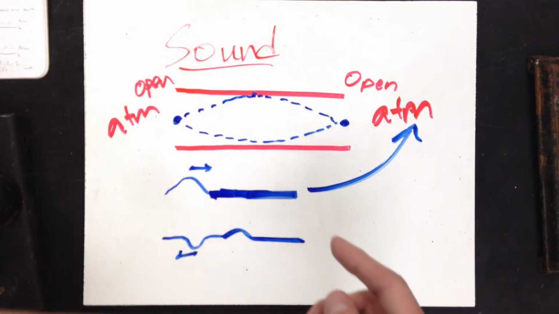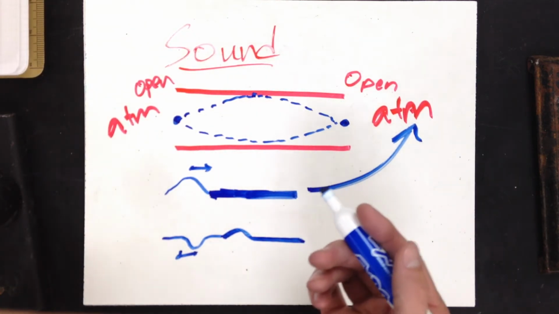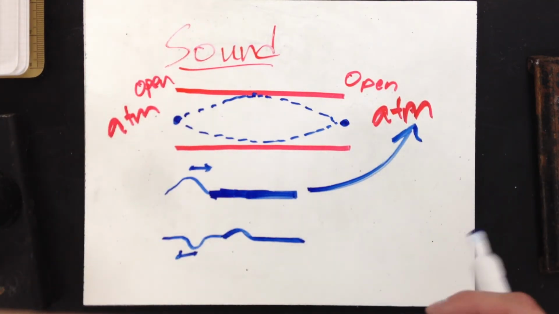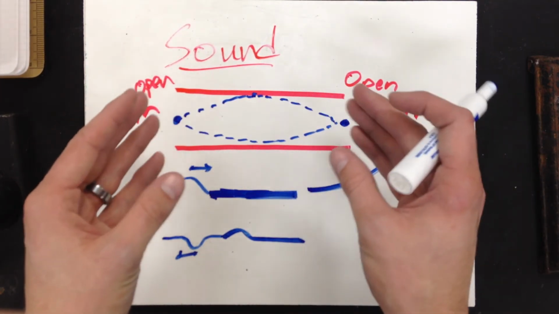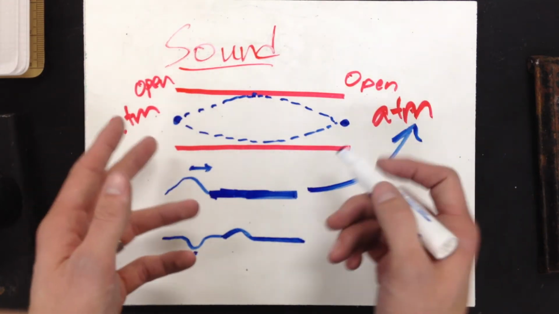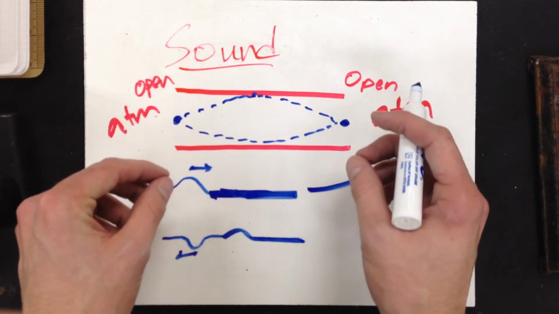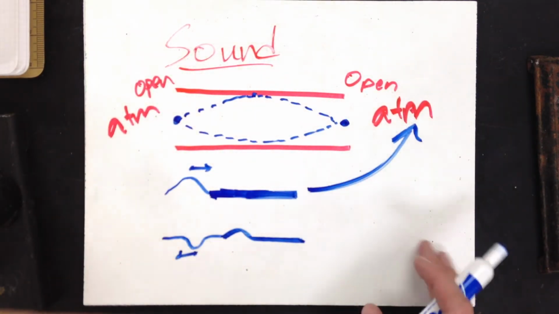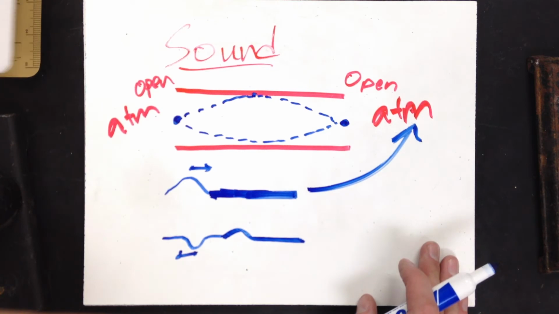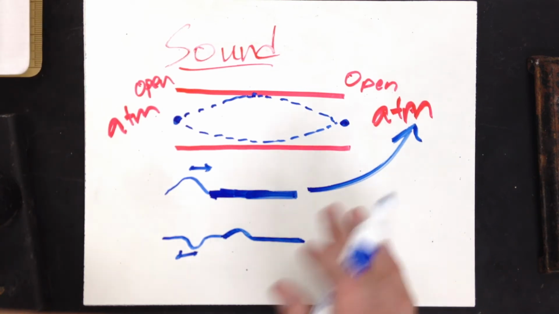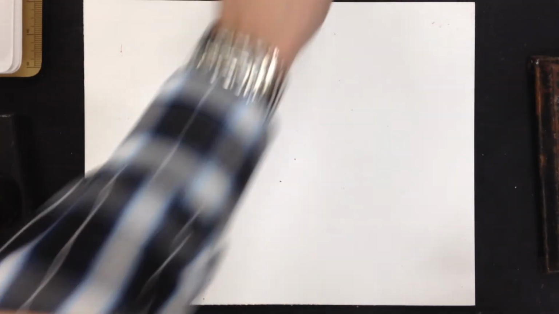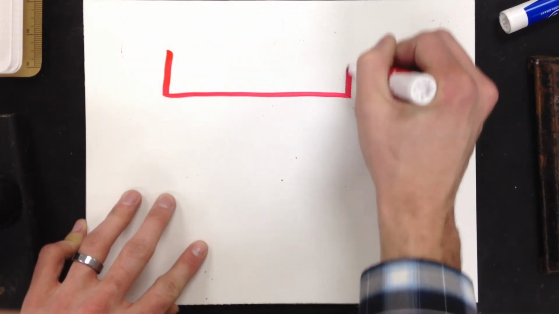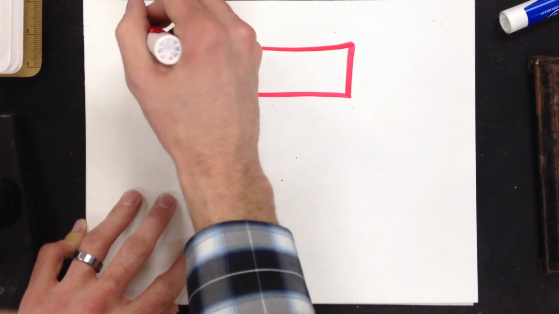So when you have sound in an open-ended tube like this, you can really draw as many frequencies or as many harmonics as you want, because it's no different than having a string fixed at both ends. For instance, I could draw the second harmonic, third harmonic, fourth harmonic, so on and so forth. Now, we can also look at sound going through a tube that is closed at both ends.